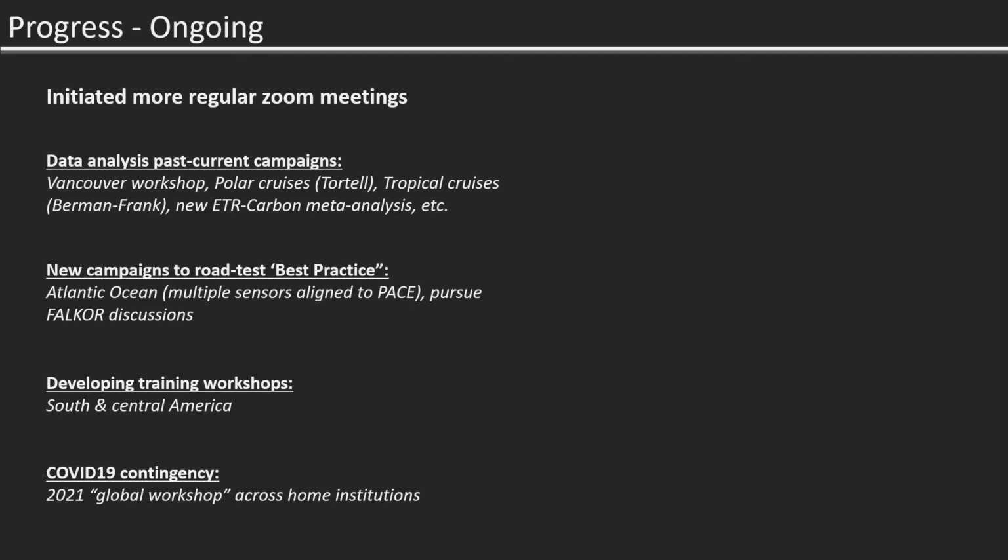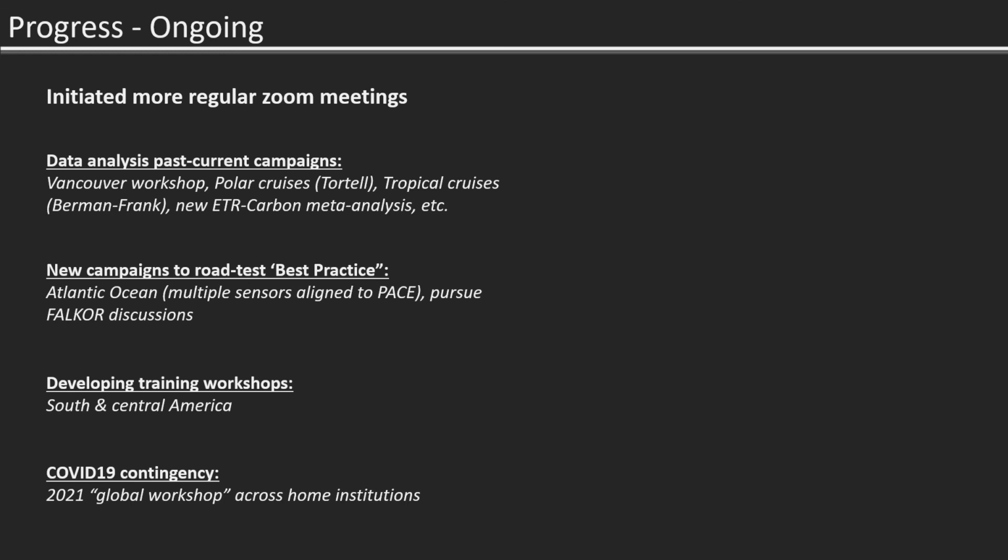We had a lot of field campaigns planned where we would use and test our best practice recommendations. Obviously, now we don't really know how many of these will actually happen, but we are pursuing them anyway. We were developing training workshops, in particular in South and Central America, and these are still being developed, and we hope we can do some of them next year, but obviously we don't really know. We also tried to come up with some COVID contingency plans.